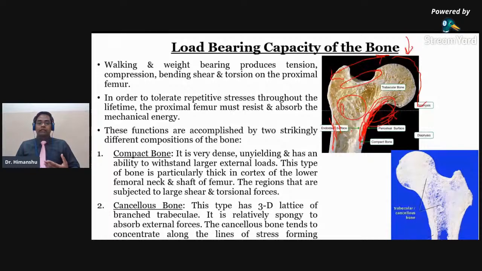Now the cancellous bone tends to concentrate along the lines forming the trabecular networks. Okay, now this area is also known as the arcuate trabecular network, and this area is known as the circular or complex trabecular network. Okay, so they have evolved because of the demands which were imposed onto them. When I'm talking about demands, there comes one very important term which I want to share with you.